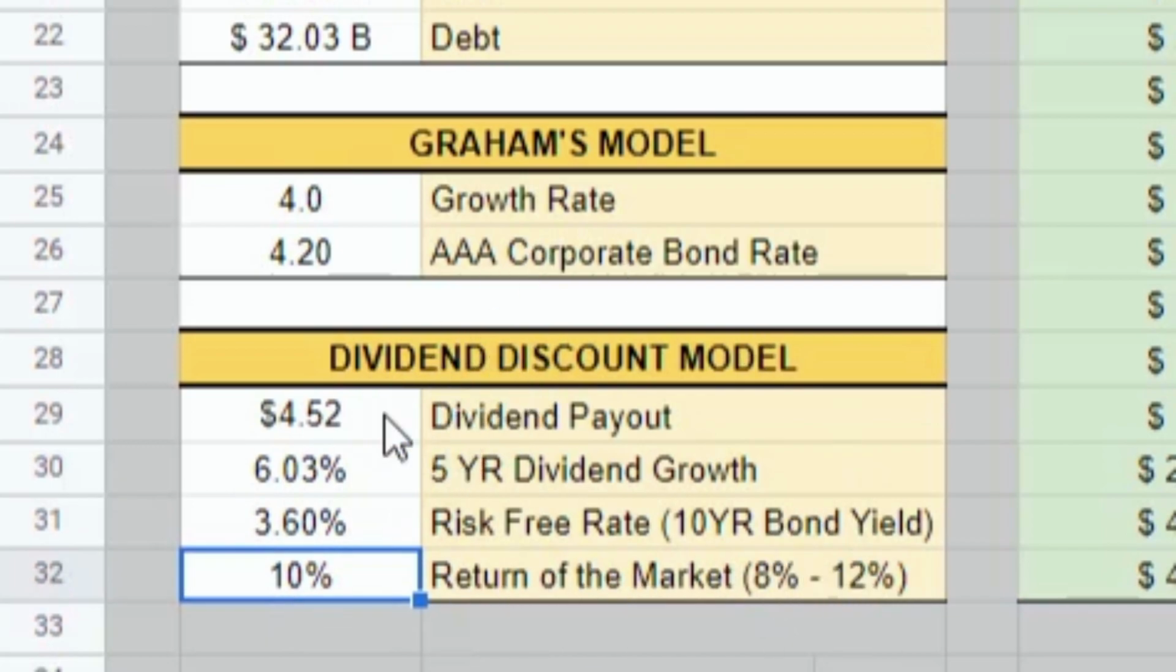Now, if you don't do the dividend discount model correctly, it will come out negative. You do have to understand what you are putting in here, and it could flip on you where the 5-year dividend growth rate is higher than the return of the market, which could give you a negative number. So you do have to know what you are doing for the dividend discount model to come out with a positive number. Do a little research if you start to get a negative number here.